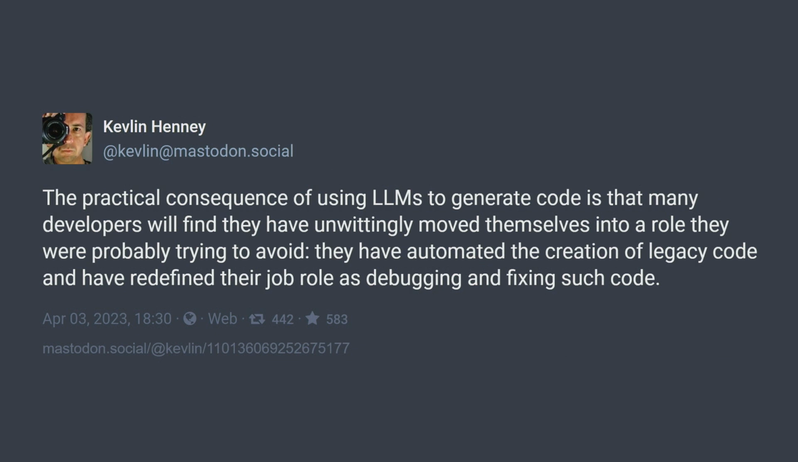The practical consequence of using LLMs to generate code is many developers will find they have unwittingly moved themselves into a role they were probably trying to avoid. They have automated the creation of legacy code and have redefined their job role as debugging and fixing such code. I'm going to take one of the bits of my job that's fun, and I'm going to get something else to do it. It's going to generate code that I don't fully understand, and now I've got to fix it. Now, I'm not saying that's going to happen for everybody. I'm just going to say it's going to be the majority. And it turns out I was right.